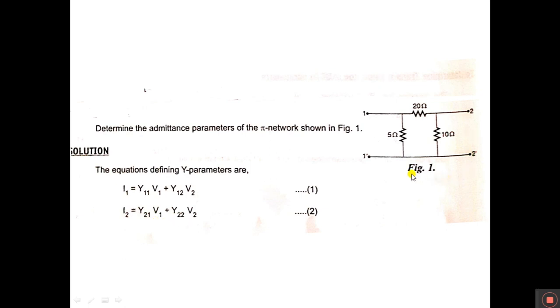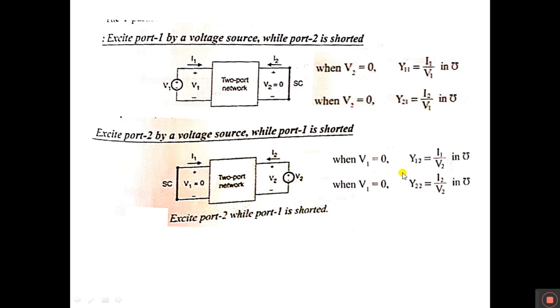Right? The procedure to solve the problem is, first case, to find Y11, Y21, make V2 equal to 0. How to make V2 equal to 0? By short circuiting the second port and applying voltage in the first port. Similarly, to find Y12, Y22, make V1 equal to 0, apply V2 in the second port. How to make V1 equal to 0? Short circuit the port. If we make I1 equal to 0, that port should be open. To make V1 equal to 0, that should be shorted. Right? This is the conditions procedure.